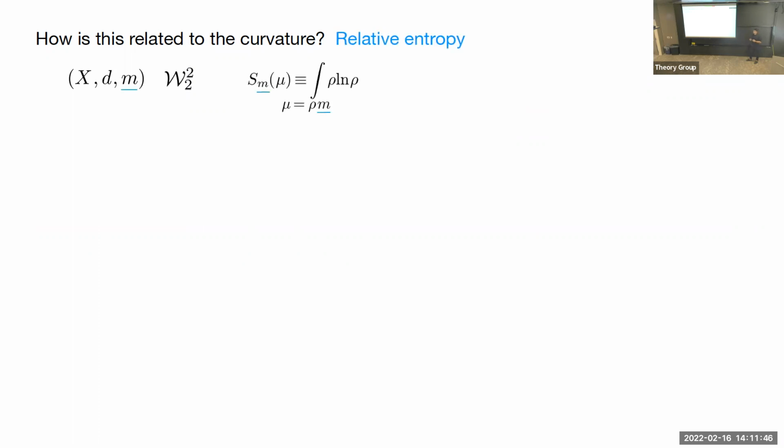And mathematicians in this context define what they call the relative entropy. Given a probability distribution, you define its relative entropy relative to the measure that's fixed on your space in this way. And this is a certain definition, it's a functional, and then you can start asking questions about this functional. For example, you can ask, is this convex?